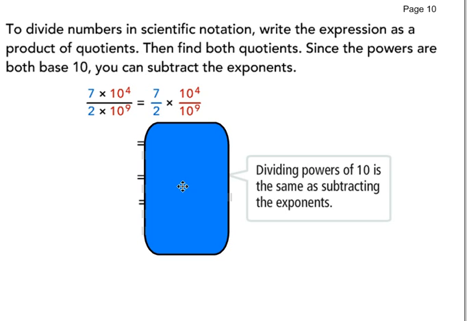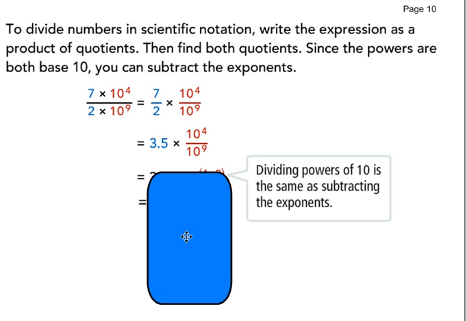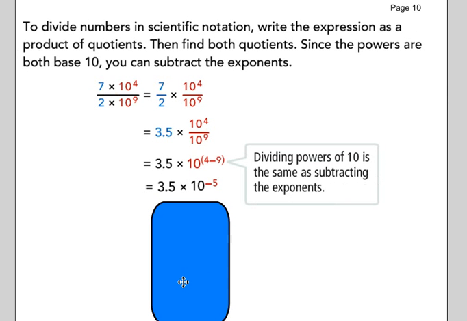All right, so when we divide, we have 7 over 2, which reduces to 3.5. When we subtract the 9th power from the 4th power, we end up with 10 to the -5th power. 3.5 is in scientific notation. So the answer is 3.5 times 10 to the -5th power.